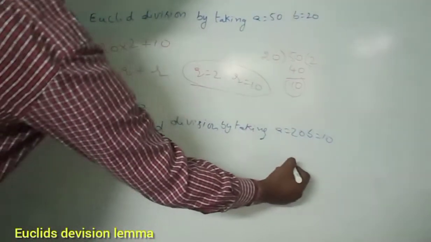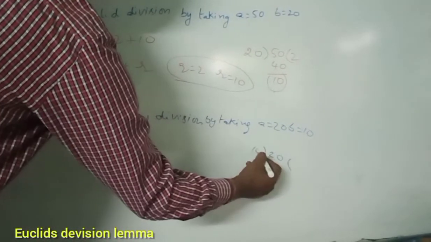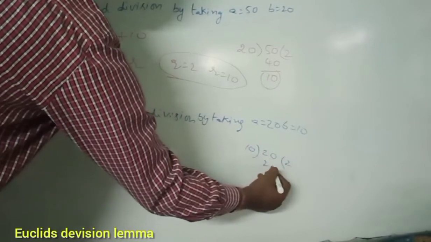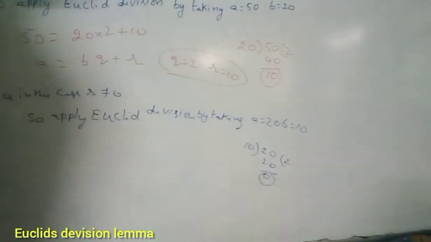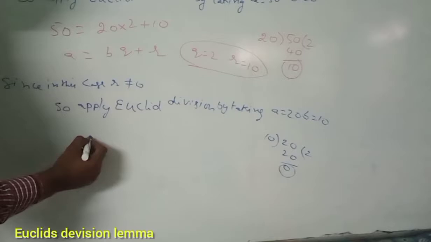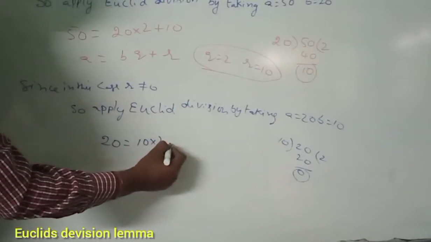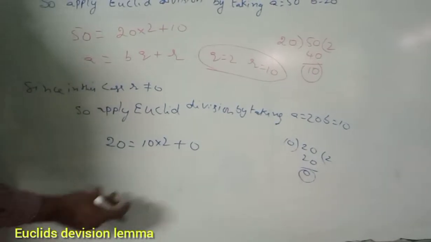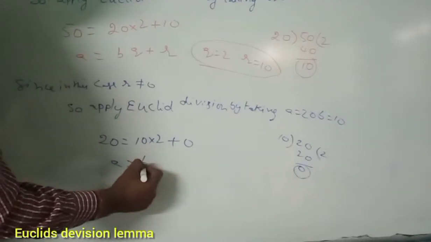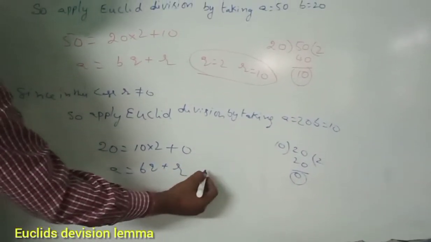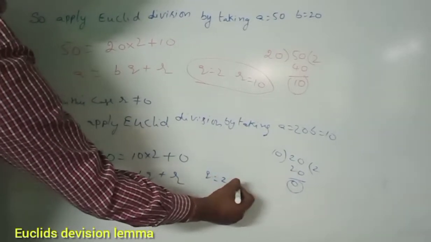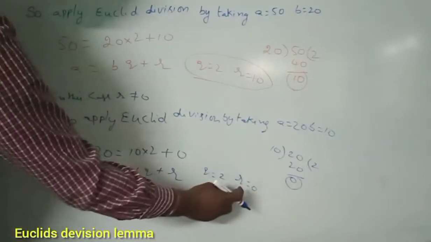So 20, 10. 10 how many times? 2 times. 10 twos are 20. Remainder value 0. So 20 is equal to 10 into 2 plus remainder 0. Here A is equal to BQ plus R. Q equals 2 and R is equal to 0.